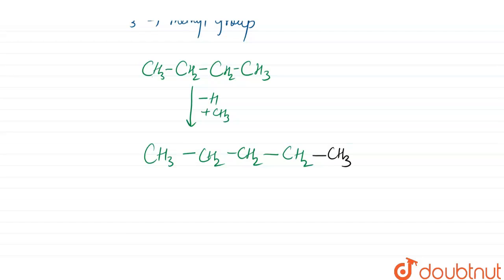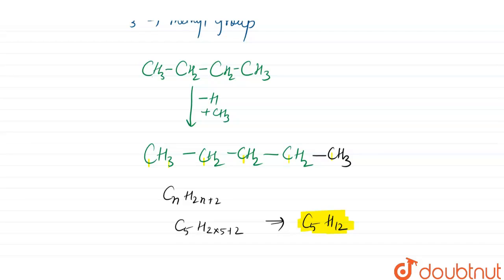From here we can calculate the formula of the alkane either by directly calculating the number of hydrogen and carbon, or by using the formula of alkane, CnH2n+2. Can we see 1, 2, 3, 4 and 5? We have 5 carbons, so it will be C5H(2 into 5 plus 2). So the formula will be C5H12.